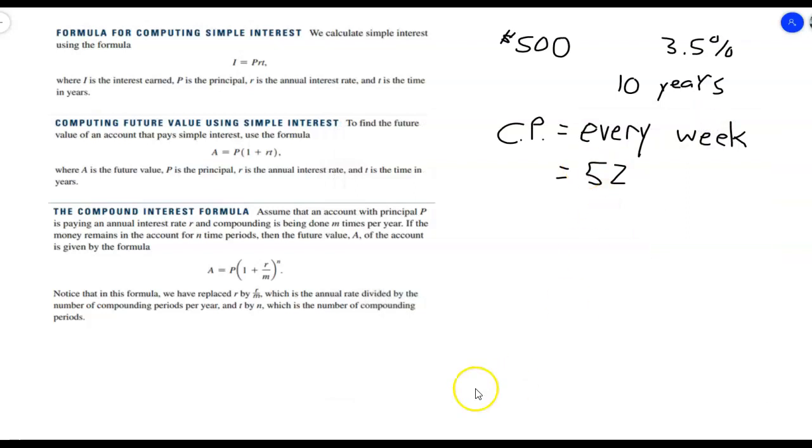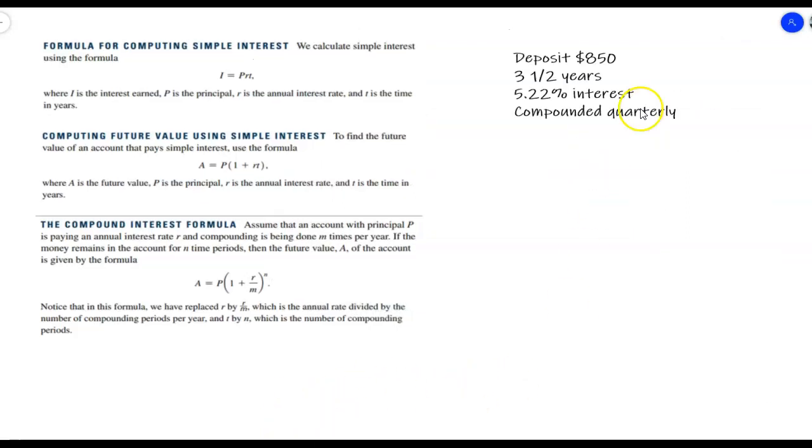All right, let's take a look at another example here. All right, so give this one a try and see how you do. So we're depositing $850 for 3.5 years, an interest rate of 5.22%, compounded quarterly. So go ahead and give it a try, and when you're ready, unpause, and we'll go through the solution.